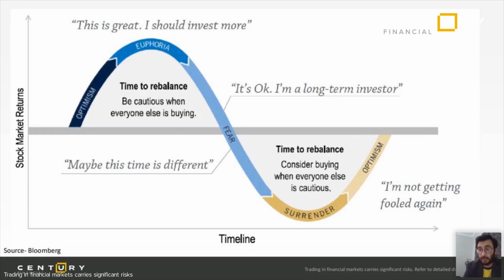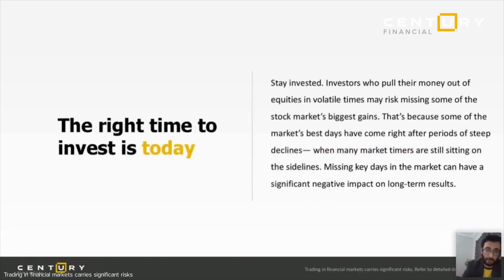Now, next, one of the most important things, everybody is asking this question. So what is the right time to invest? The right time to invest is today. Very simple. Do not try to find a timing. There's no set timing. Investors who try to pull their money out during volatile times, when the market recovers, you're not there. Why? Because you have not entered since the market is too volatile.